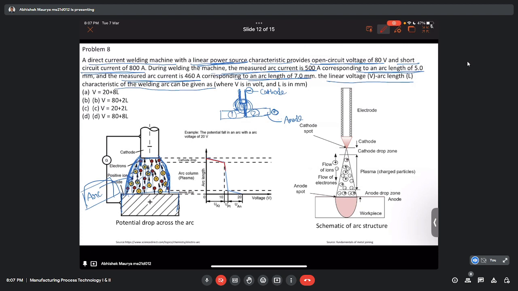If you see the arc, there are five main regions in the arc. One is the cathode spot. The cathode spot is where the electrons are generated. So that is the cathode spot. And after that, there is a small region.